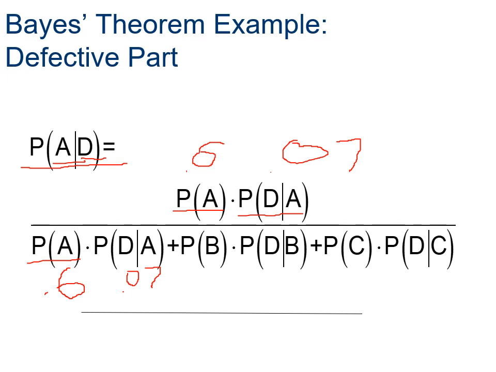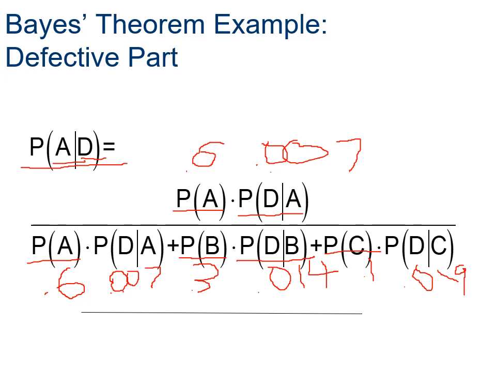Now we need to fill in the rest of it. Plus the probability of B, that was, I believe, 0.3, 30%. And the number that were defective that came from B was 0.014. Let me fix that, because it was 1.4%, 0.014. And all that plus the probability that it came from C, which is 10% or 0.1, and the probability of defective ones coming from C was 0.019.